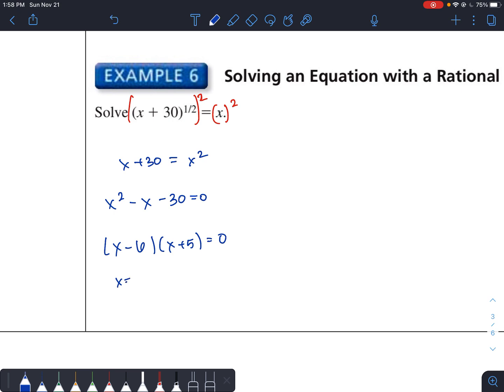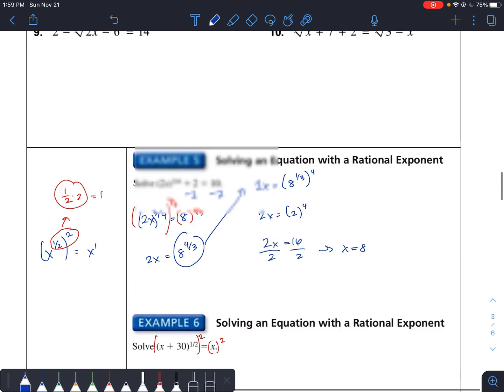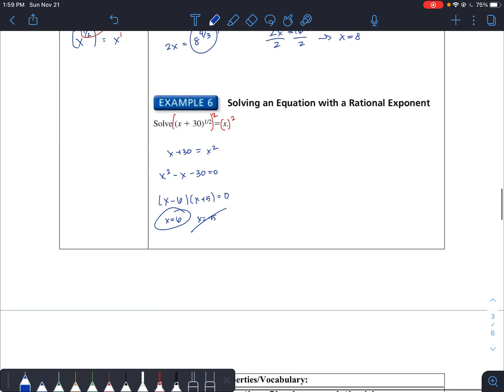So then find the zeros. And then you would have to check your solutions. So in this case, 6 is a solution, but negative 5 is not. So if you check that, you'd come to that conclusion.